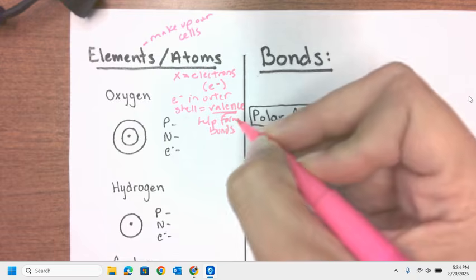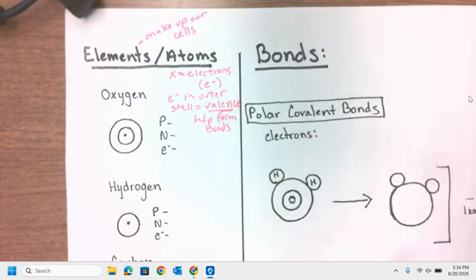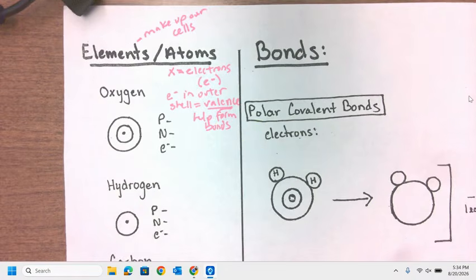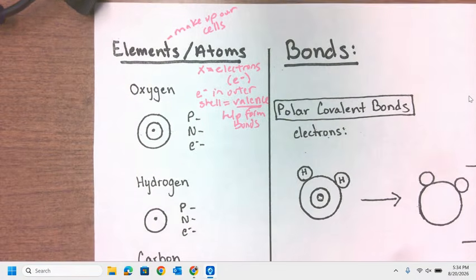These bonds allow structures to be created, and these structures are used to make up the macromolecules that make up our cells and allow our cells to have specific function. So I'm going to give you a couple of examples here. I'm going to start with oxygen.